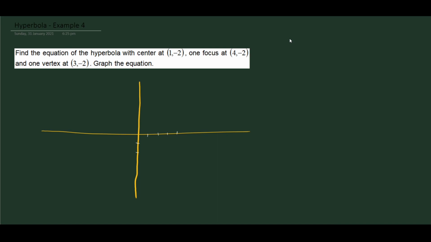Okay, so let's plot our given first, like what we always do. So (1, -2) is right here. This is our center, so let's take note of that. (1, -2) is our center. And one focus at (4, -2), right here. So (4, -2) is our focus. And one vertex is at (3, -2). So (3, -2) right here. This is our vertex at (3, -2).